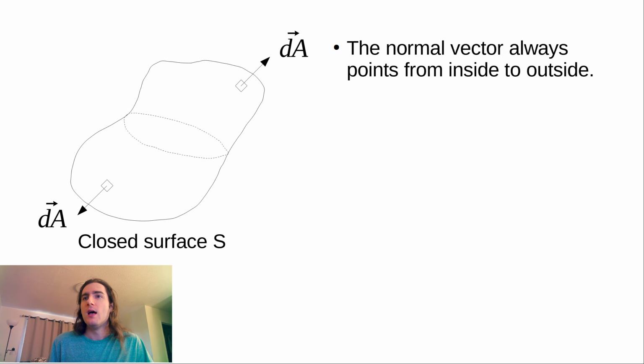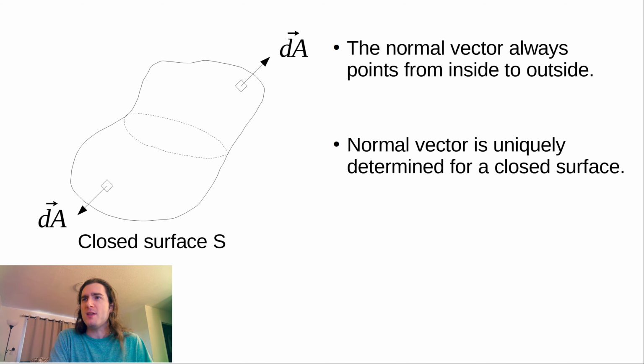We can choose, all of us together, that the normal vector is always pointing from the inside to the outside of the surface. We can do that for a closed surface, but we can't do that for an open surface. By definition, a closed surface has an inside and an outside, but an open surface has no such thing. This allows the normal vector to be determined uniquely for a closed surface. If we all have the same convention, then there's only one direction for the normal vector, and that is from inside to outside.